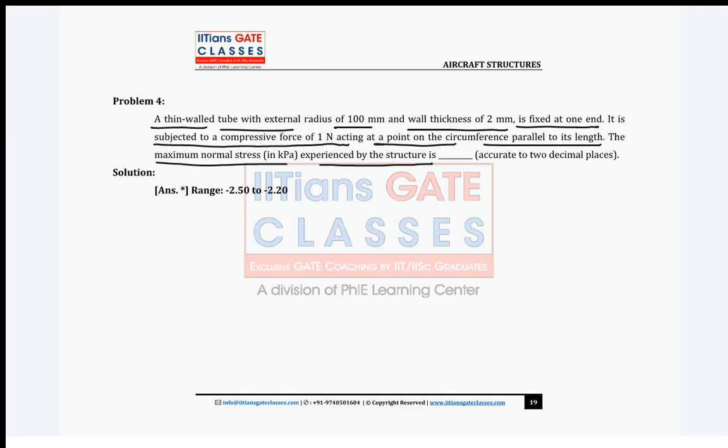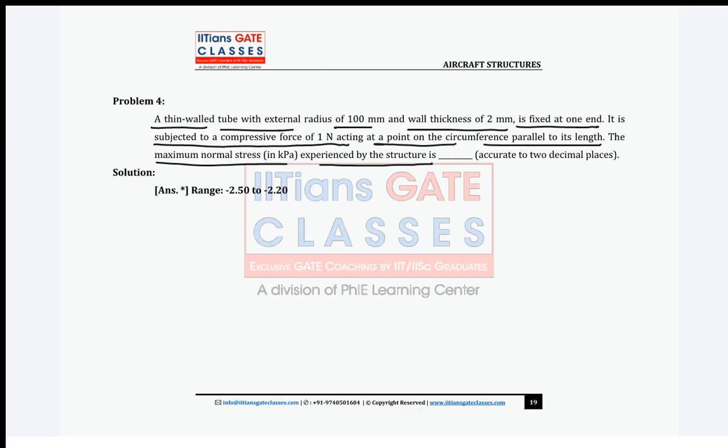So was this question done by Rahul sir? Because it's a combined bending question, combined loading question. Was it done already? It is not done, no problem. We can do.